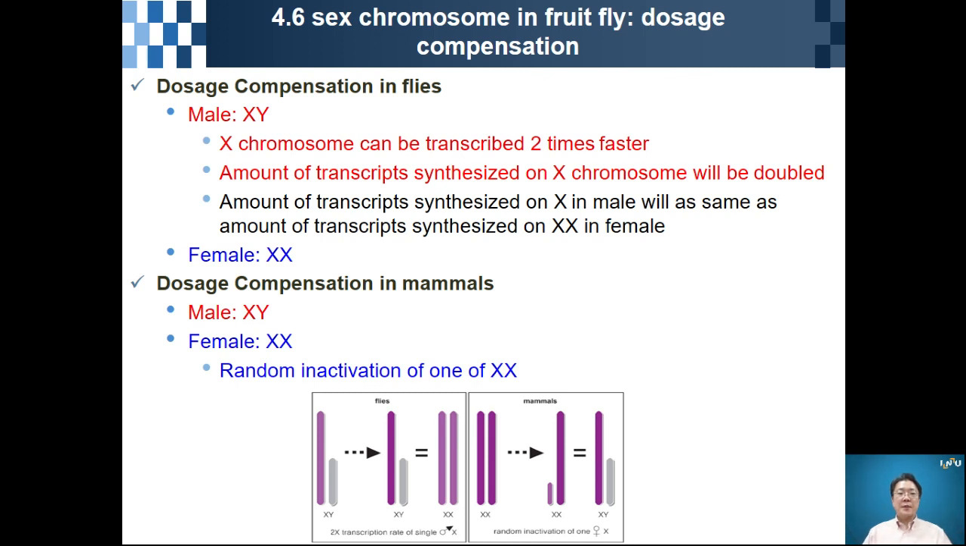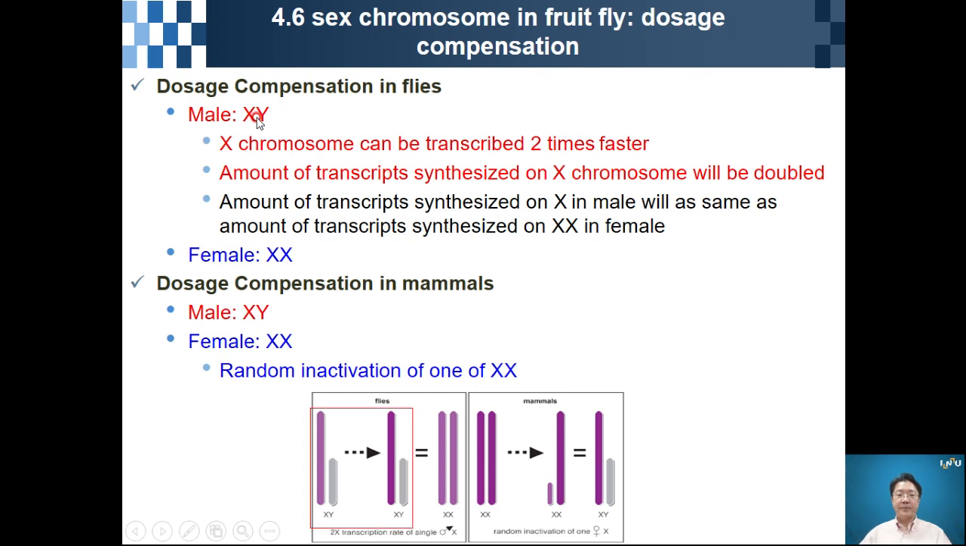For example, in fruit flies, the male has XY sex chromosomes. How about the female? Female has XX chromosomes. How about in mammals? Mammals also have male XY sex chromosomes and female XX sex chromosomes. But in the case of fruit flies, the dosage compensation mechanism happens in the male, especially on this X chromosome.